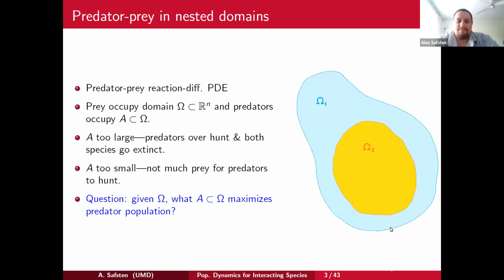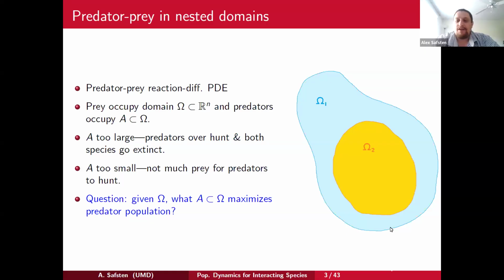So for predator-prey in mismatched domains, what that means is the predators in this model will live in a subdomain of the prey. In this picture, I've called them omega 1 and omega 2 throughout the rest of the math of this presentation to make sure that it's consistent with the notation we settled on for our paper. The prey live in omega, a large domain, and the predators live in a smaller domain inside of omega.